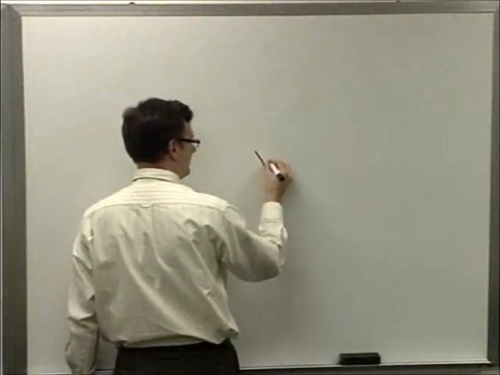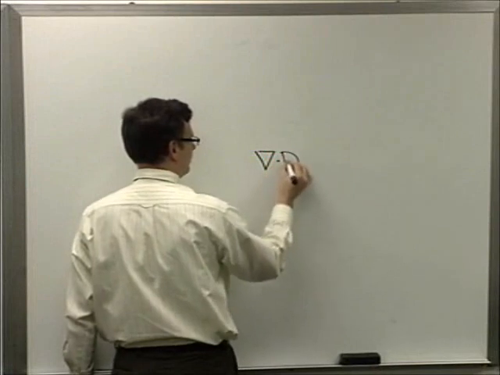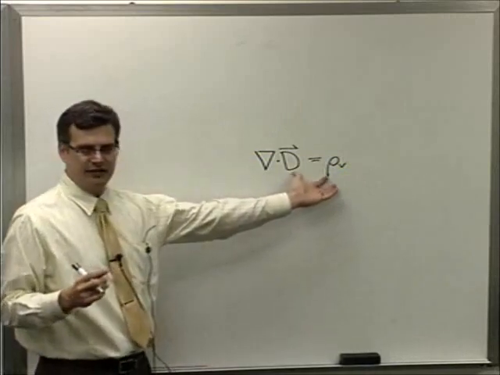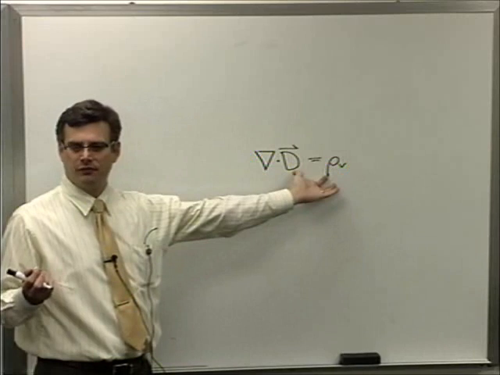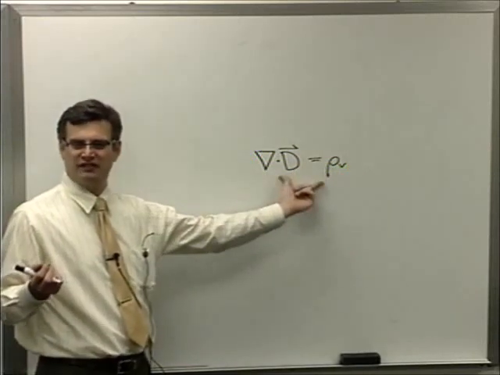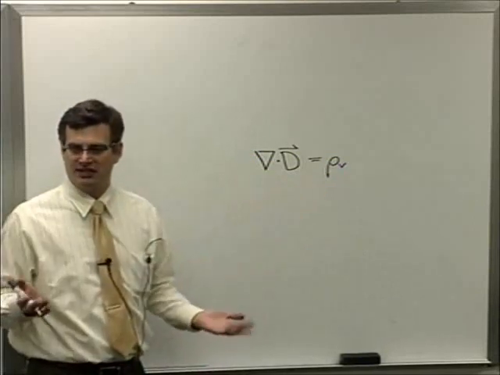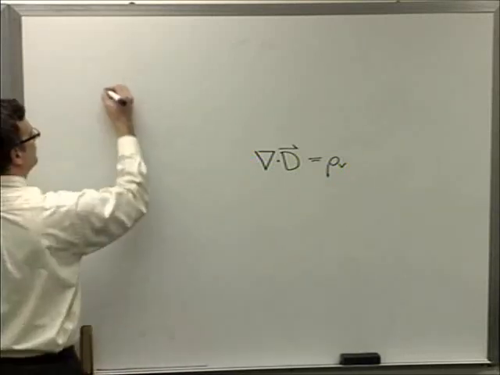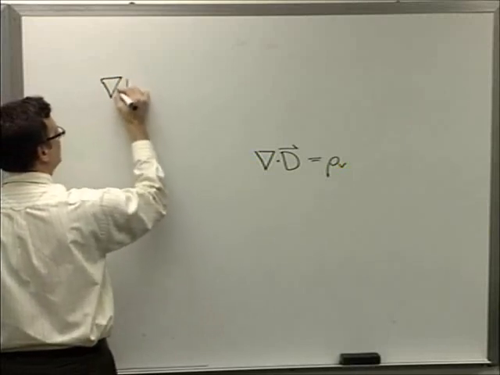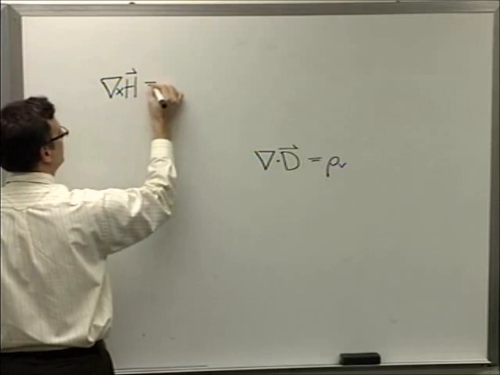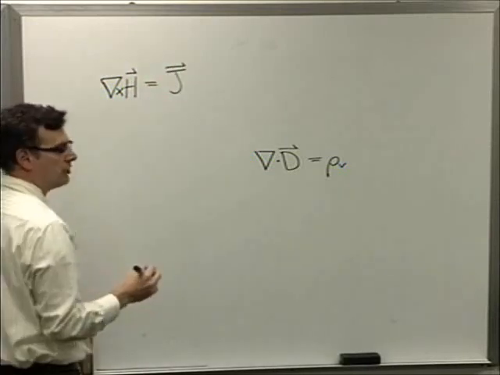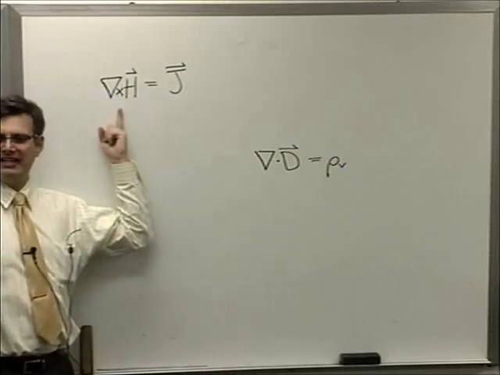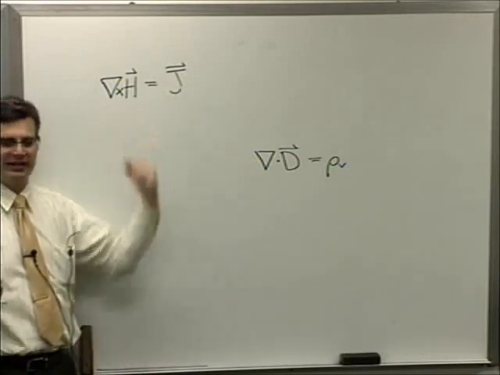We know that the divergence of the electric flux density vector is equal to the volume charge density. That's basically Gauss's law in differential form for the electric field, right? Sourciness of the electric field is equal to the presence of charge, positive or negative. We know from Ampere's law that the curl of the magnetic field vector is equal to the current density. A way to say this in words is that magnetic field swirls around electric current.